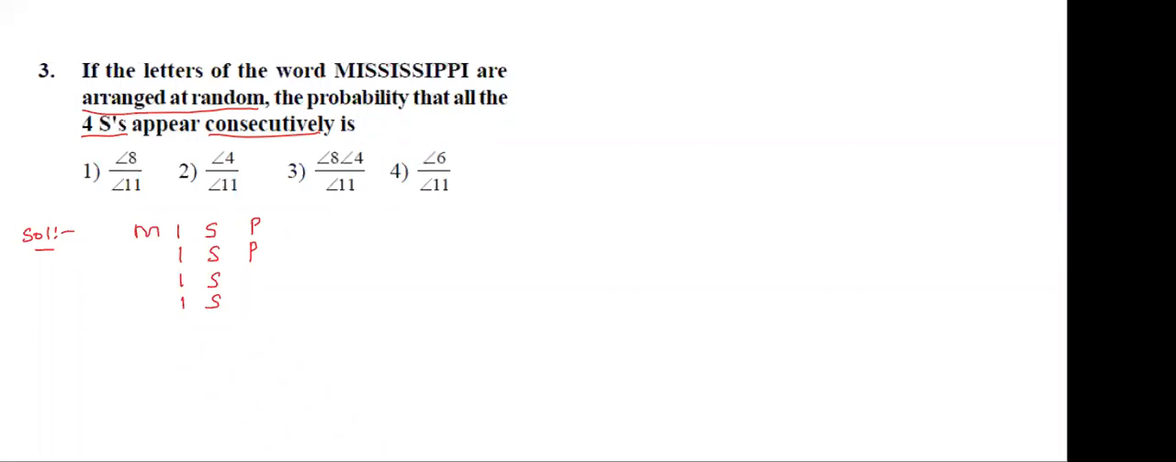Now, I'm going to write N of S. By using these letters, form a different word. How many letters are there? There are 11 letters. 11 letters can be arranged in 11 factorial, but some repeated letters are there. Those can be written in the denominator: 4 I's, 4 S's, and 2 P's. Whatever is repeated, write in the denominator. Students, do you understand?